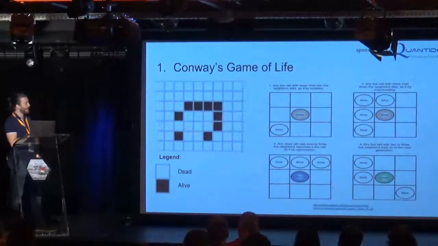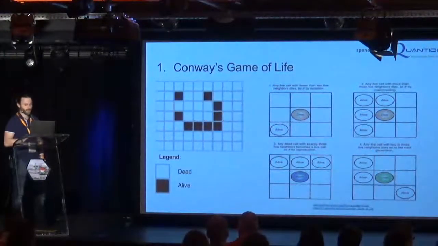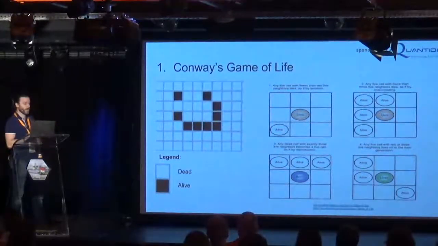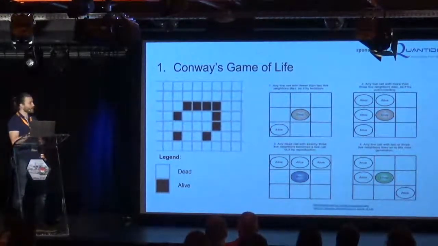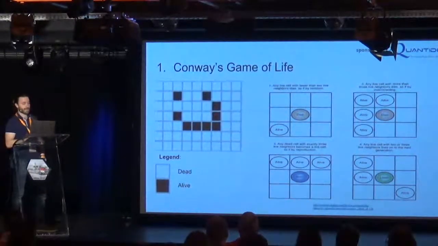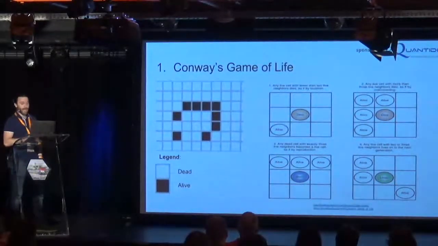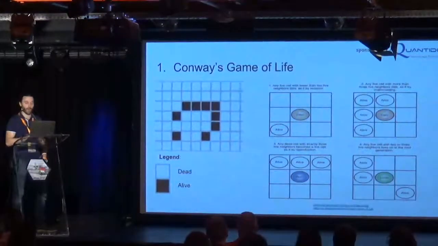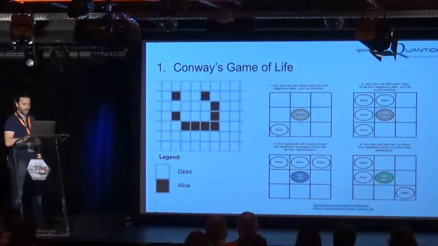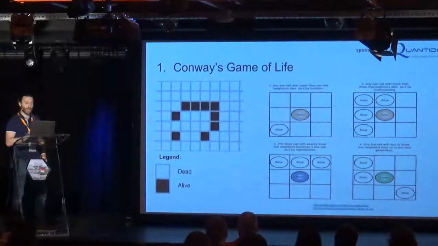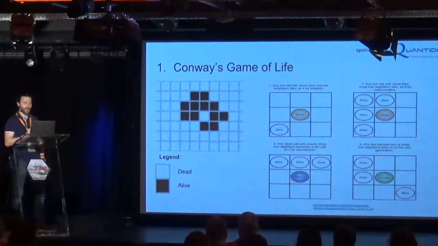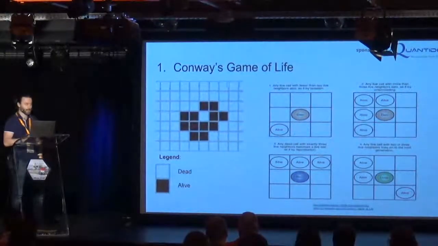Now, on the right-hand side, you can see the 4 rules. Before moving on, you might ask, what is the definition of a rule? Each cell interacts with its 8 neighbors, and at each step in time, the following 4 transitions occur. Any live cell with fewer than 2 live neighbors dies, as if caused by underpopulation.